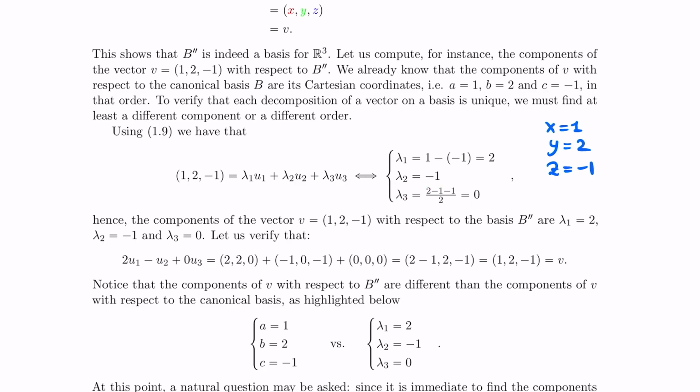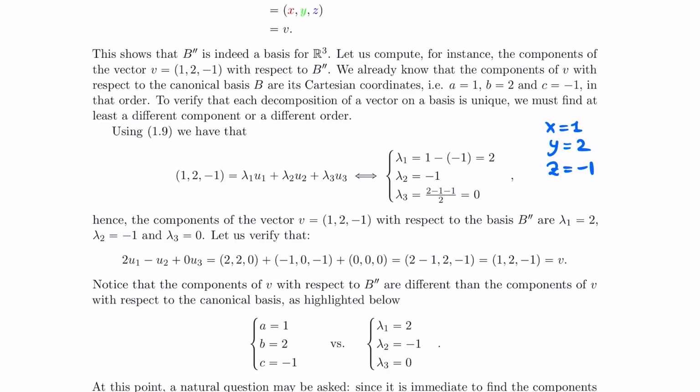In fact, if you perform the linear combination of the basis vectors u1, u2, and u3 that compose B second with the scalars 2, minus 1, and 0, you perform this linear combination and you find exactly the vector (1, 2, -1), which was the vector v that we have started with.